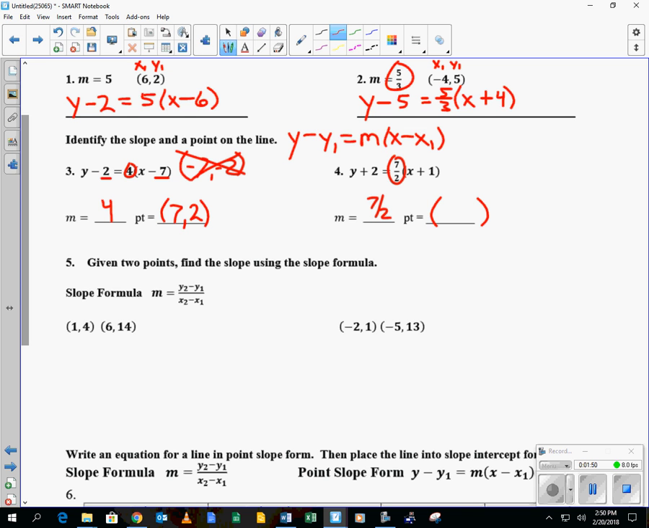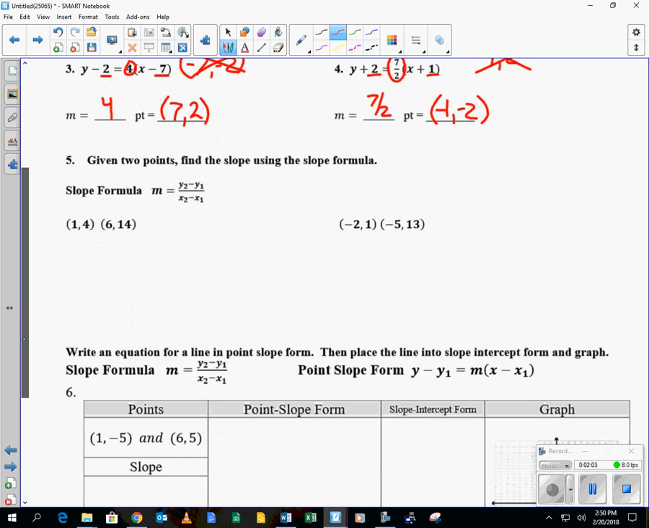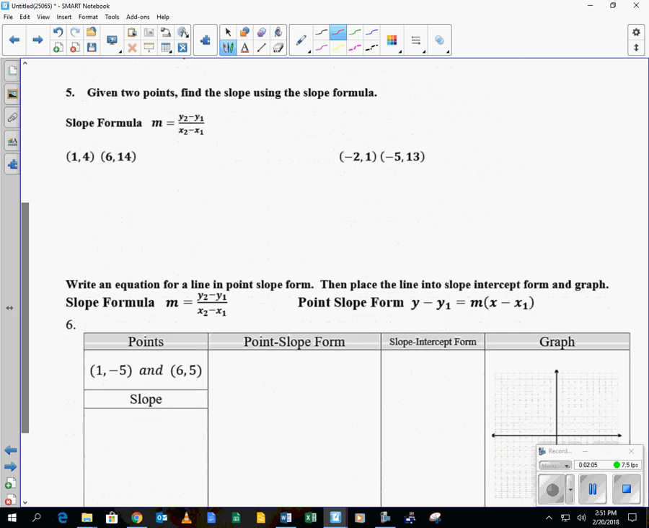So the point over here, this is the x value, so -1. This is the y value, -2. Again, opposite of what you think. If you wrote +1, +2, that's incorrect. Okay, so -1, -2. Hopefully you're 4 for 4. If you're not, hopefully you see the mistakes that you made.